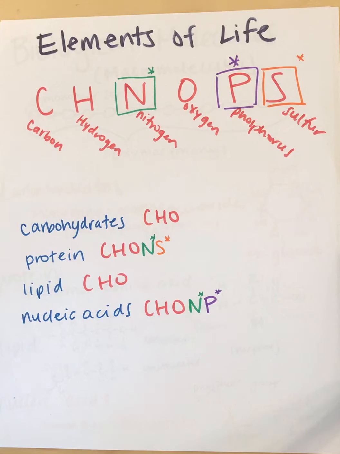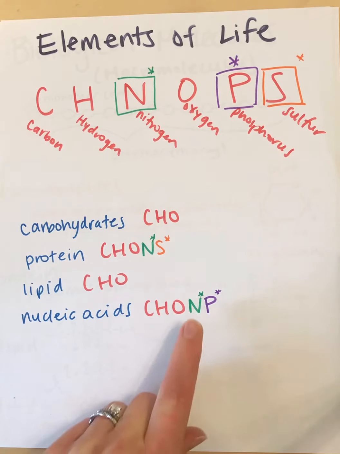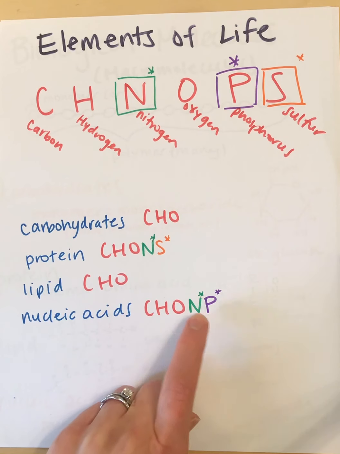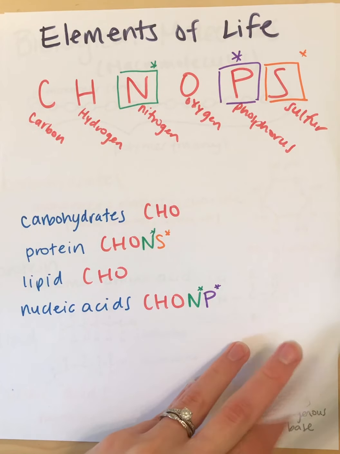Lipids have carbon, hydrogen, oxygen. Nucleic acids, again, carbon, hydrogen, oxygen, nitrogen, and phosphorus. And phosphorus is unique to nucleic acids in terms of these macromolecules. So remember that. Nucleic acids, phosphorus, proteins, sometimes sulfur.